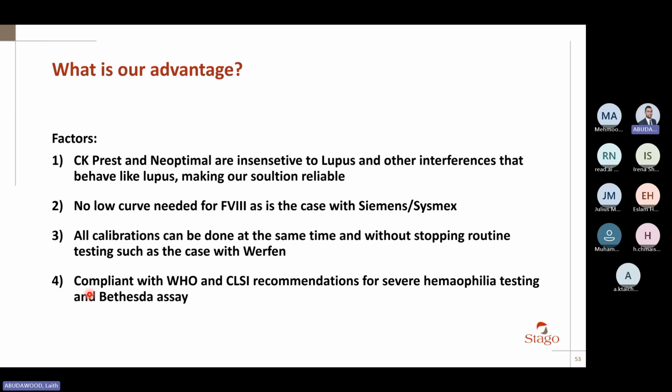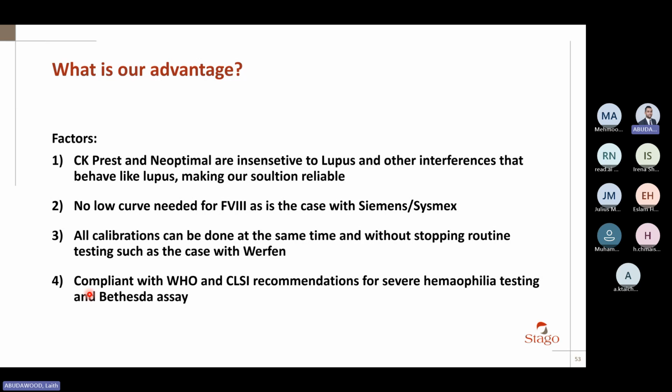You might see cases where Siemens or Werfen will give low results, but you run a CK-Prest, and the result is normal. The customer actually might be like, oh, how come your CK-Prest is normal where the patient is having deficiency? Actually, it's CK-Prest that's giving you the good result, not the other way around. Okay. Neoptimal is the same story. Neoptimal is quite insensitive to lupus, and in general, PT reagents are insensitive to lupus because they have very high amounts of phospholipids.